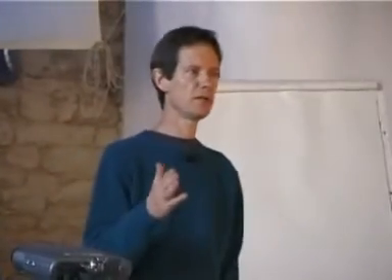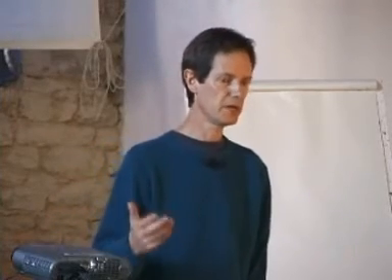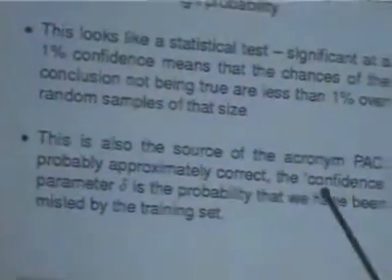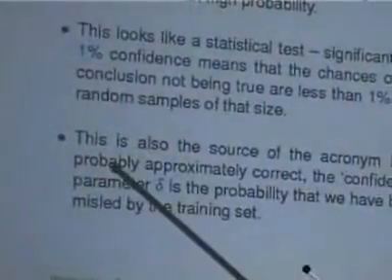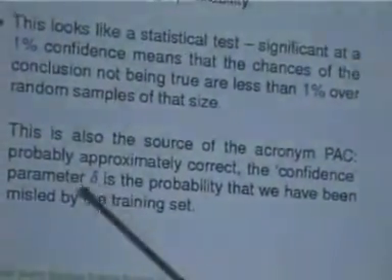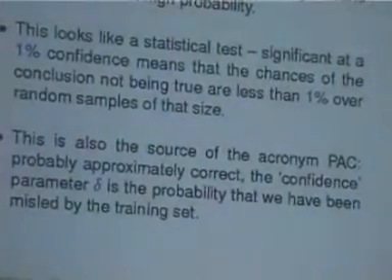We affirm that the generalization error is less than something. Of course, there's a chance that we might be wrong, that the data set was so misleading that we actually made that mistake. And this is the source of the acronym PAC, which stands for probably approximately correct, and the confidence parameter delta is the "probably" bit. It's the chance that we were misled by the training set in our calculations.